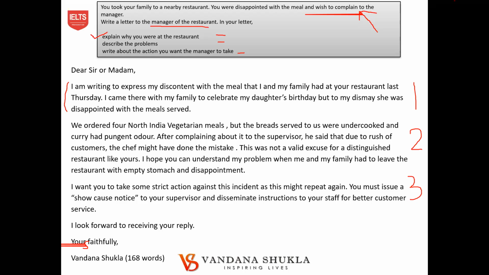Okay, now moving on. This is a formal letter, but there is not really a lot of difference between formal and informal. It is majorly that we have to identify the type of the letter.